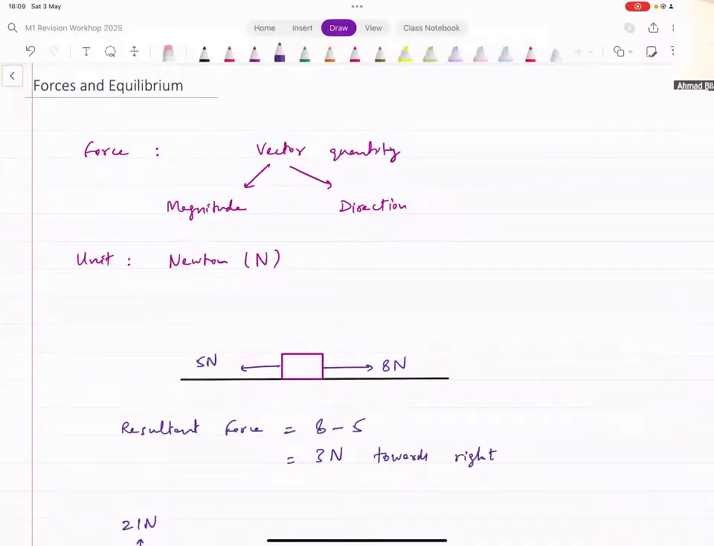Tension, normal reaction, weight, and friction. Okay, now let's start with this. First of all, what are forces? Force is a vector quantity.